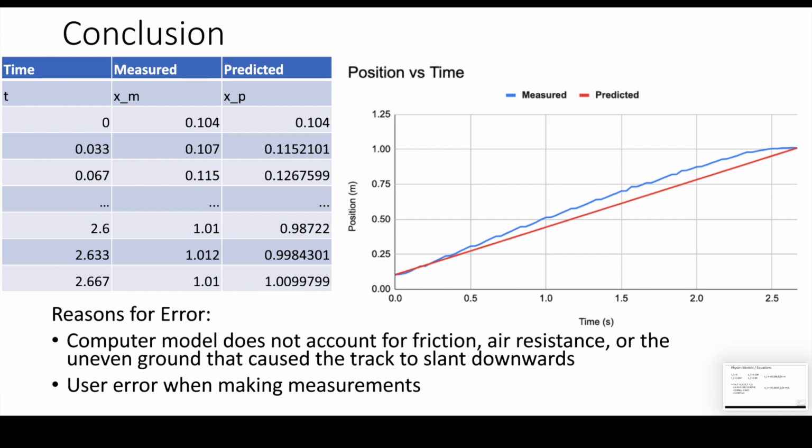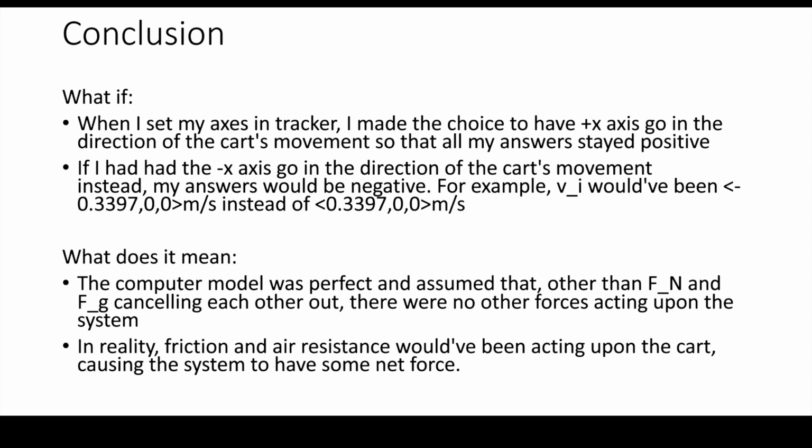Also, there was likely some user error when making these measurements. When I set my axes in Tracker, I made the choice to have the positive x-axis go in the direction of the cart's movement, so that all my answers would have stayed positive. If I had made the negative x-axis go in the direction of the cart's movement, my answers would have all been negative as well. For example, the average velocity I found would have been negative 0.3397 meters per second instead of 0.3397 meters per second along the x-axis.